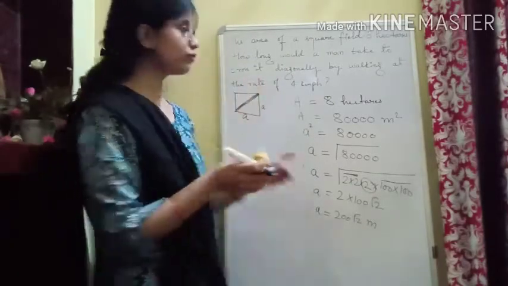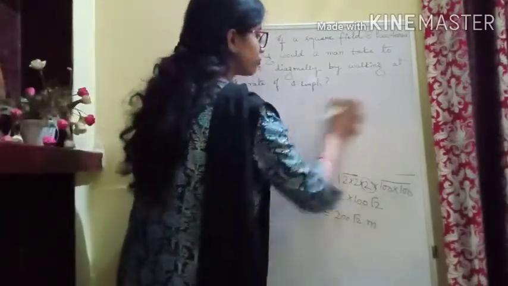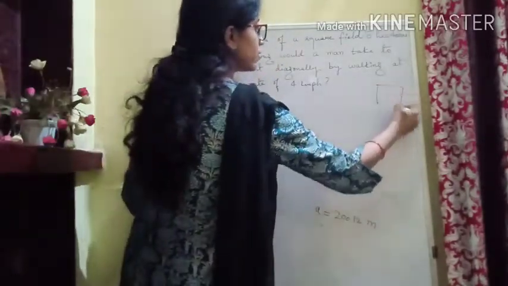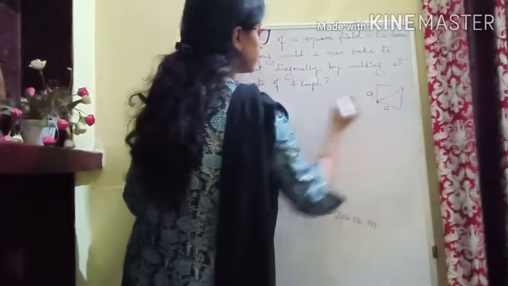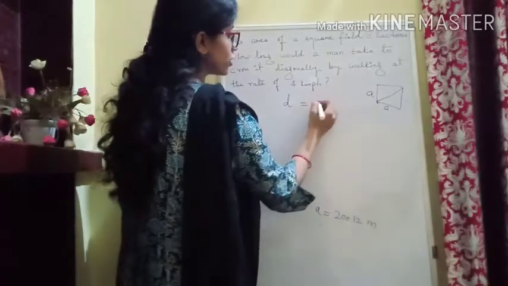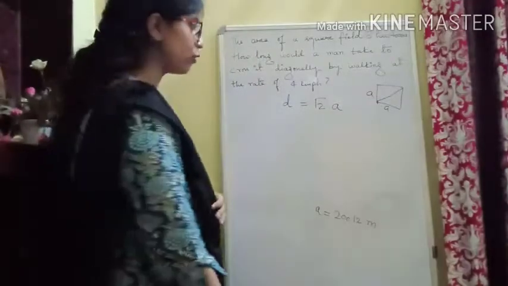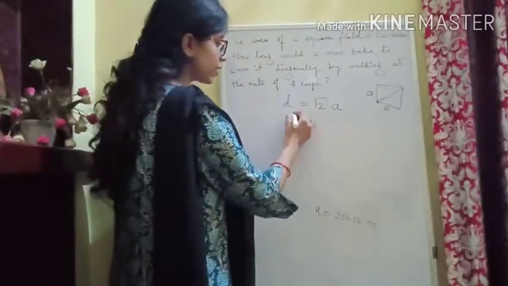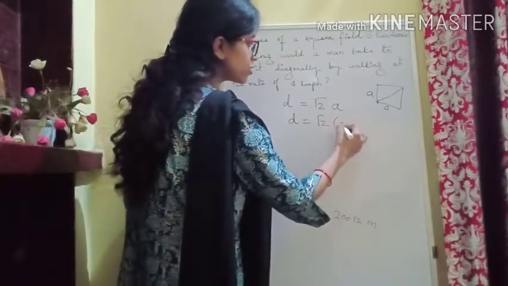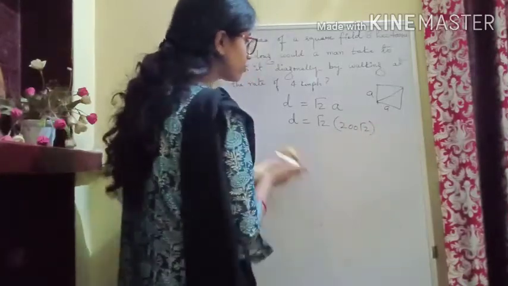If we know the side, we can calculate the length of the diagonal. As we know, the length of the diagonal of a square, if you have a square with side A, the diagonal will be, I am writing diagonal, root 2 into A. The length of the diagonal is root 2 A. Okay. Now to calculate the diagonal, we have this root 2, and what is the side we have calculated just now? It is 200 root 2, correct? This is the side we have calculated.